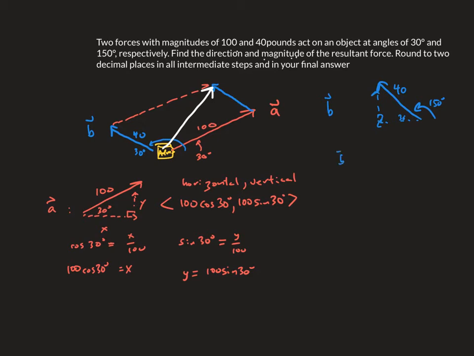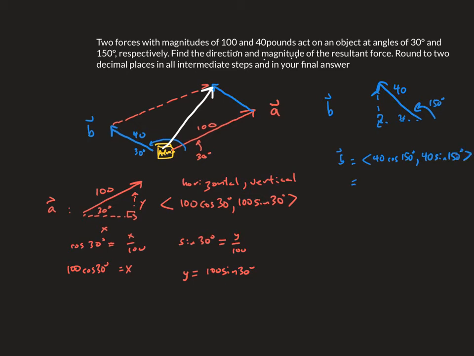So for vector B, the horizontal component should be 40 times the cosine of 150 degrees. Now cosine of 150 is going to give you a negative value, which is good, right? Because I am going in a negative x direction. So 40 times the cosine of 150. And then my vertical component would be 40 times the sine of 150.